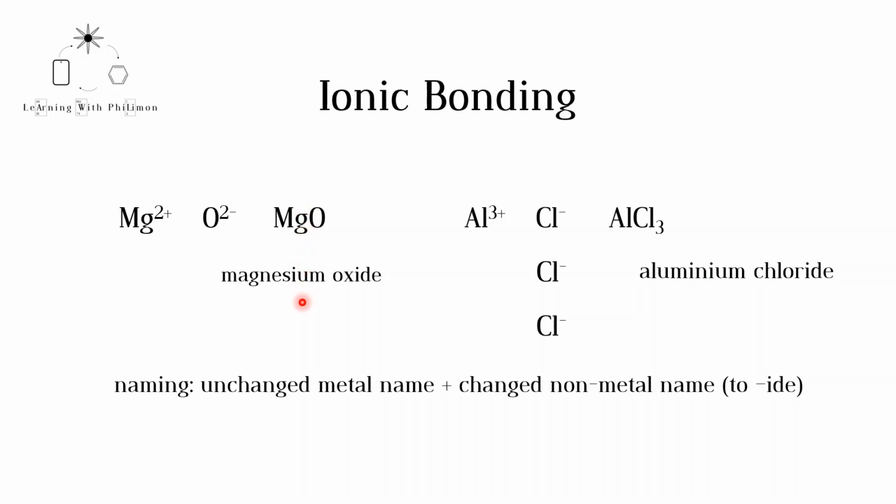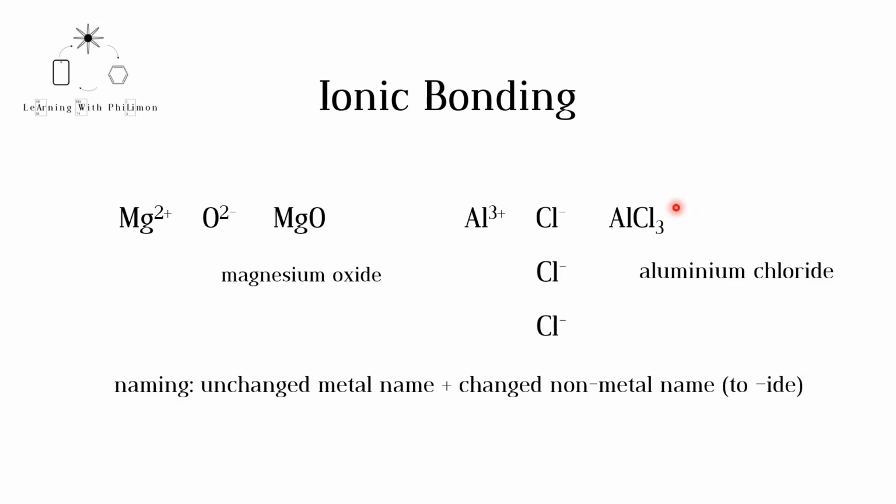Let's look at another example. Aluminium is in group 3 or 13 and therefore has 3 electrons in its outer shell. Aluminium loses 3 electrons, forming a 3+ ion. Chlorine is in group 7 or 17 and therefore has 7 electrons in its outer shell. It gains an electron, like fluorine, to form a 1- ion. Because aluminium loses 3 electrons, you need 3 chlorine atoms to receive those electrons. There is a 1-to-3 ratio, so the formula is AlCl3.